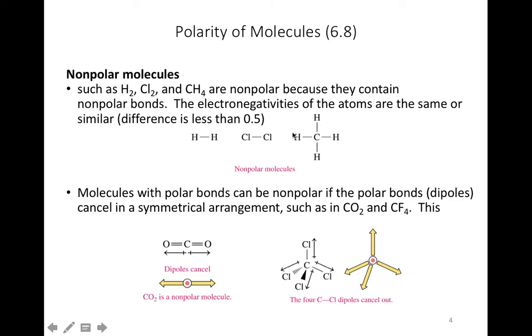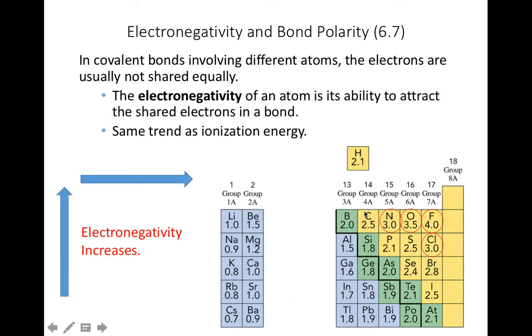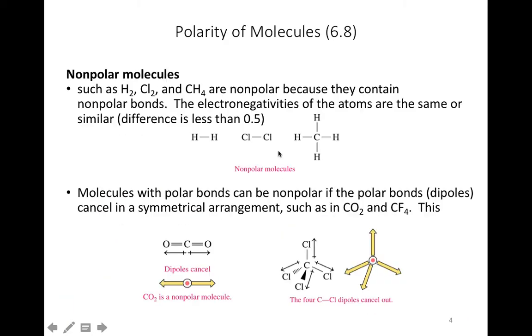With a molecule like CH4, I have different atoms, but because the electronegativity difference between carbon and hydrogen is only 0.4, right, that's less than the 0.5, I don't have any polar bonds, and so methane is going to be nonpolar. I think this is a really important thing to remember for organic chemistry. Anytime I have a molecule with just carbons and hydrogens, it's always going to be nonpolar because it can't have any polar bonds.